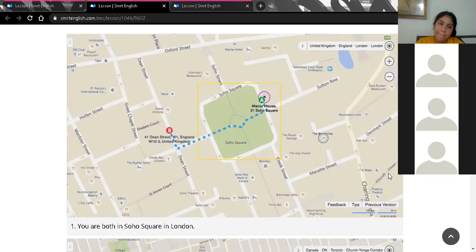Excuse me, can you tell me... There are many different places. You can see we have the Tottenham Court, the Govindo's Restaurant, Pierre Victoire, Pica Restaurant, St. Patrick's International. This is like a school.